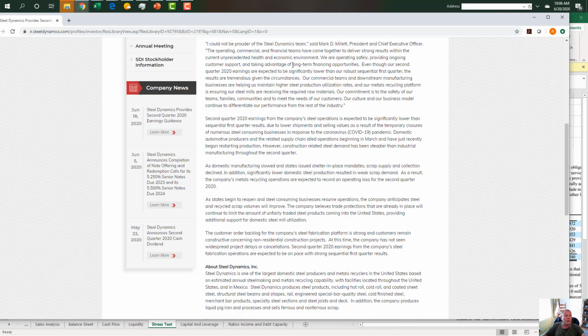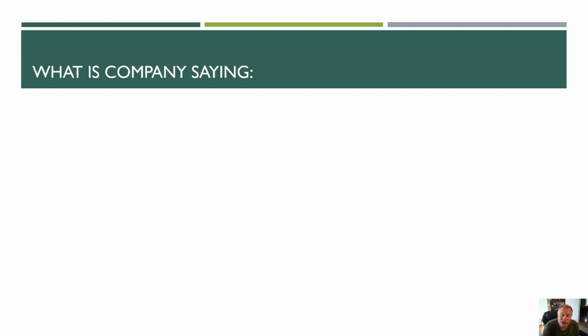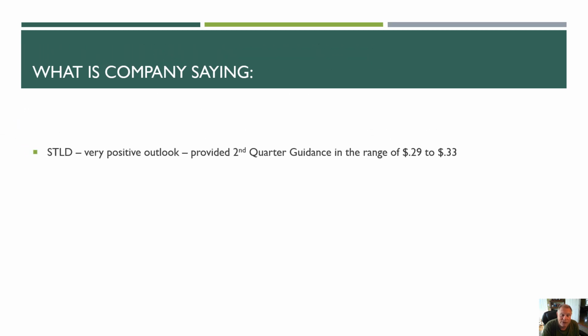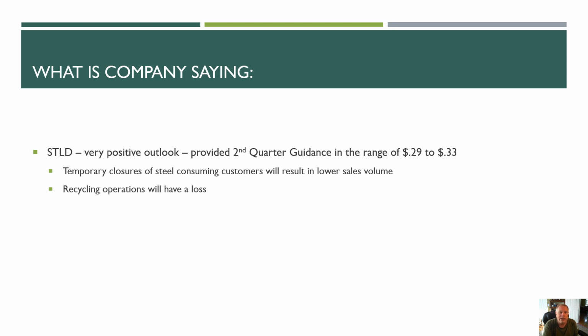So now what we need to do, after you read that, is create a summary. Here's what a summary could look like. Steel Dynamics said, let's try to summarize that fairly succinctly. They have a very positive outlook. They provided second quarter guidance in the range, so they're going to be profitable. That we know. Temporary closures of steel-consuming customers result in lower sales. Recycling operations will have a loss.